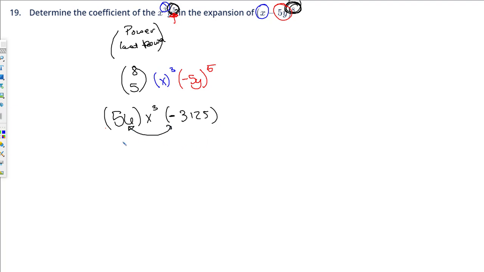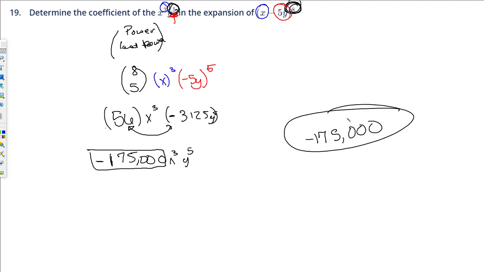Multiply these two together. And we end up with a negative what? 175,000 x cubed y to the 5th. So my answer for the coefficient is 175,000 with a negative sign in front of it.